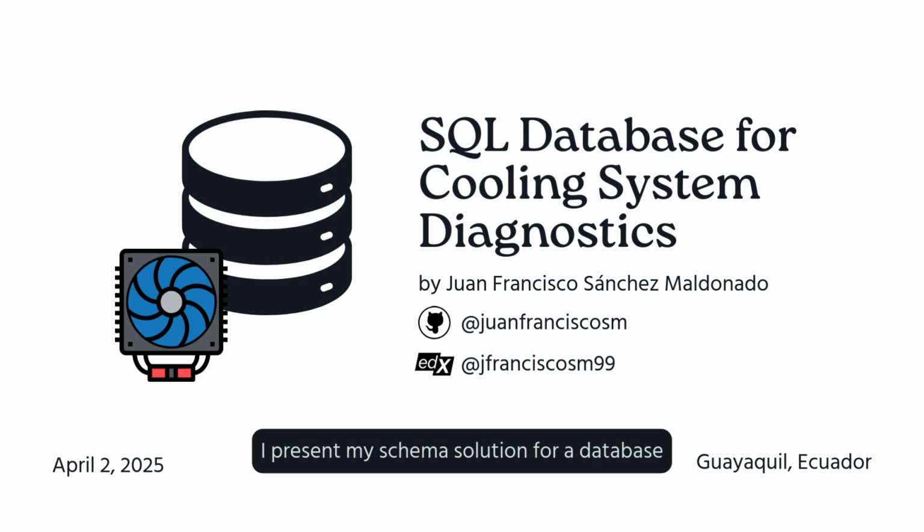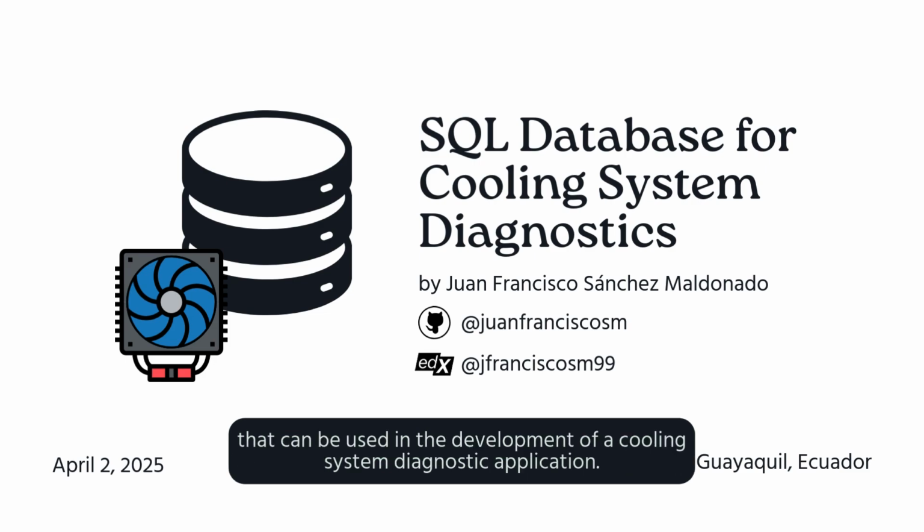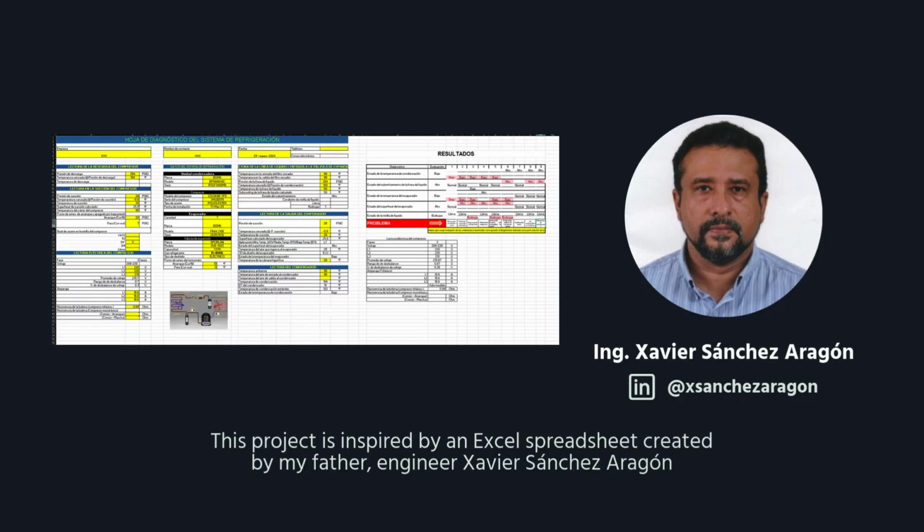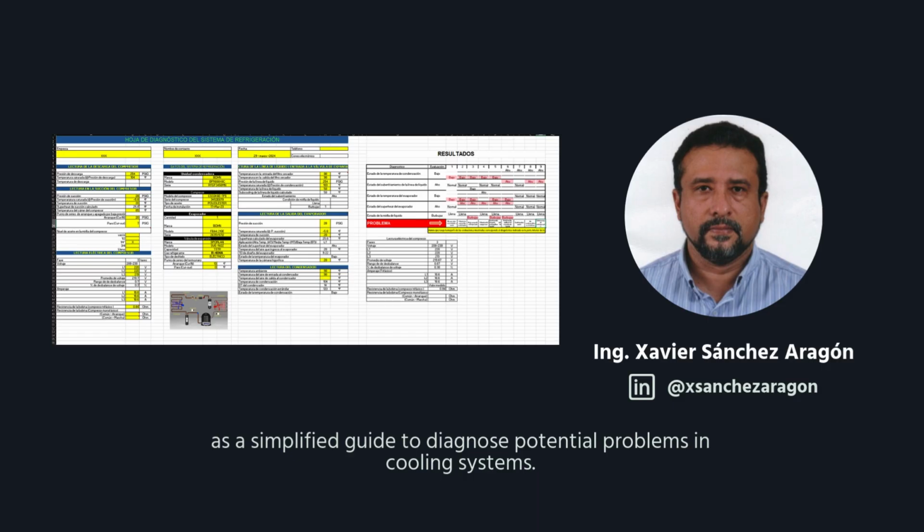I present my schema solution for a database that can be used in the development of a QA system diagnostic application. This project was done as part of the final process to obtain the CS50 SQL certification from Harvard. This project is inspired by an Excel spreadsheet created by my father, engineer Javier Sanchez Aragon, as a simplified guide to diagnose potential problems in cooling systems.